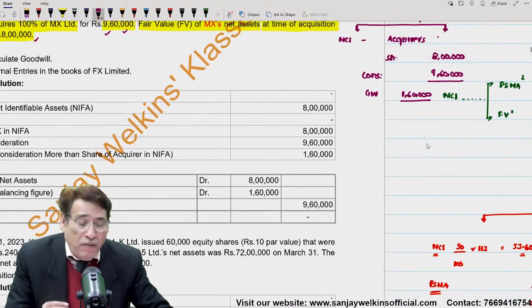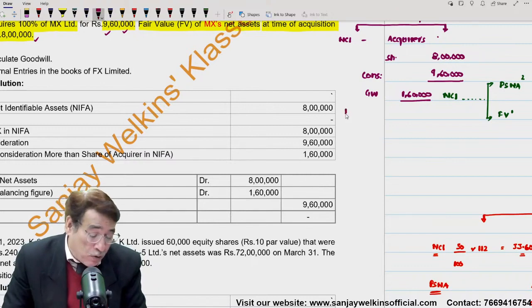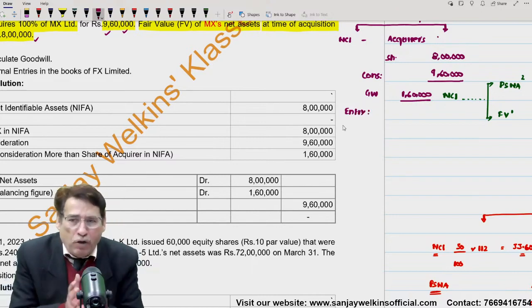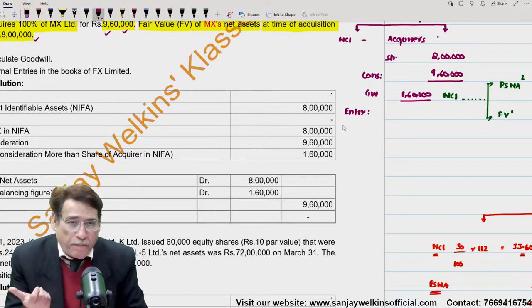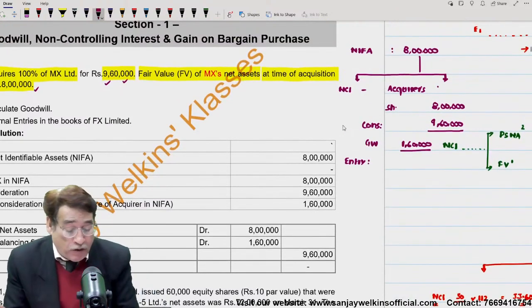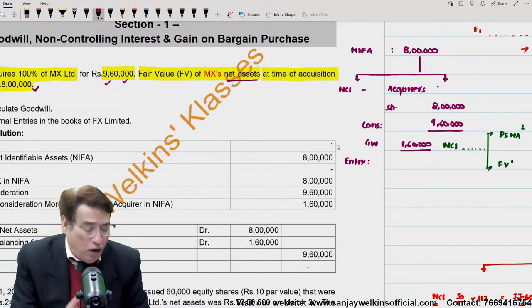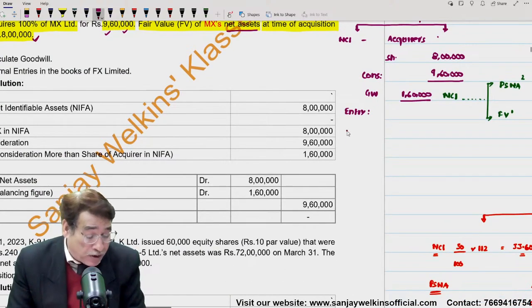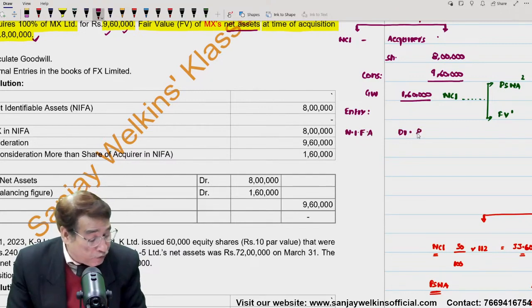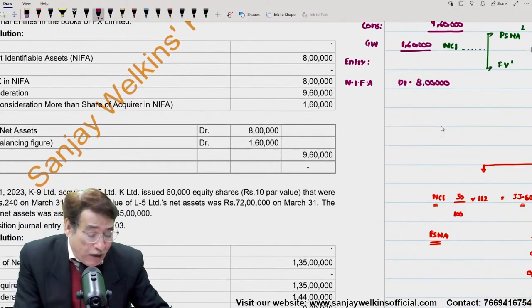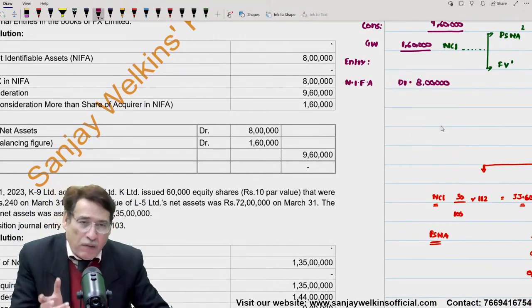The question has also asked us to pass an entry. Suppose I ask you, in the books of the acquirer, what entry you are going to pass? First of all, you have to think very coolly about what you are getting. In this particular case, it is given that net assets of the acquiring company appearing on the date of acquisition is 8 lakh. Quite obviously, first of all, you are going to record those assets because net assets are given. So I will simply write NIFA, net identifiable asset account, debit, 8 lakh. This is the fair value because we have to record things at fair value, 8 lakh. Generally, when we have written net here, it means we have included assets and liabilities both.